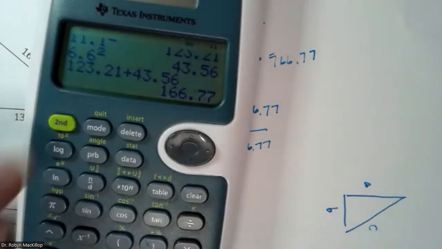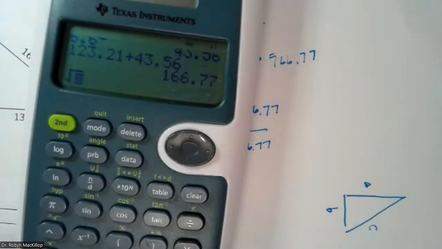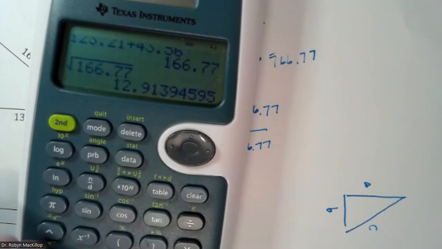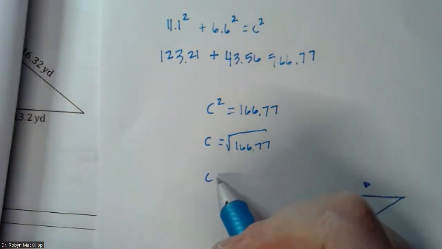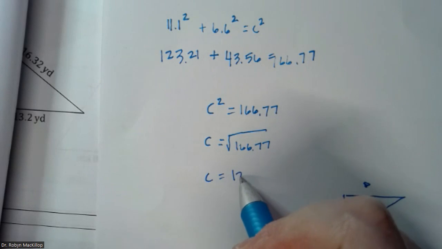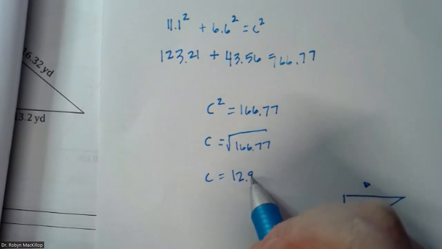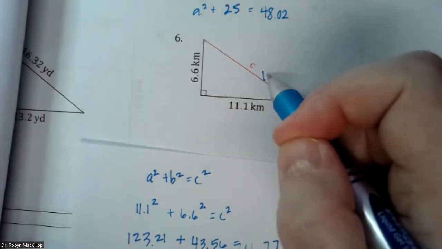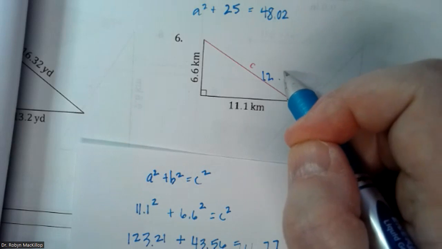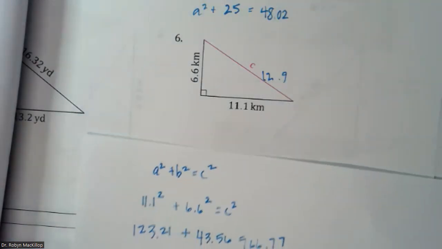Again, green button, square root sign, 166.77, enter. 12.9. So C equals 12.9. And that makes more sense, doesn't it? I got lost somehow. I don't know where. All right, let's do that one again.